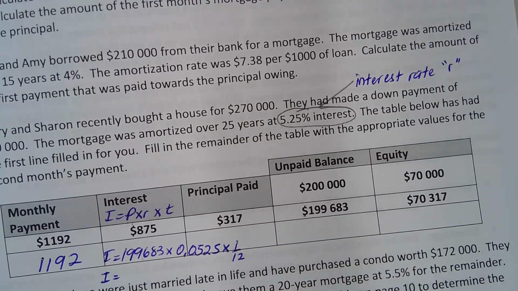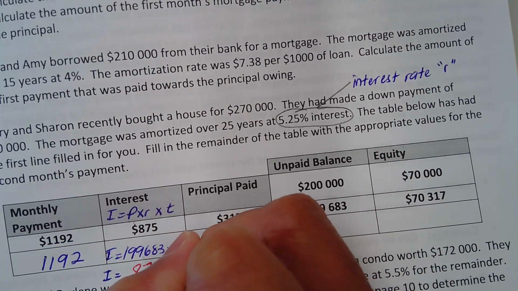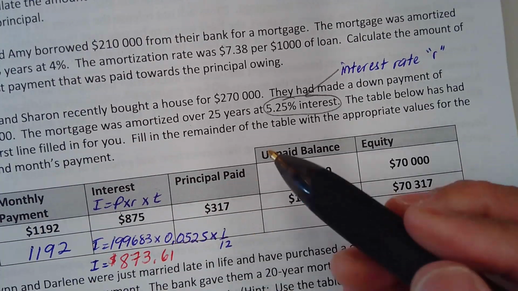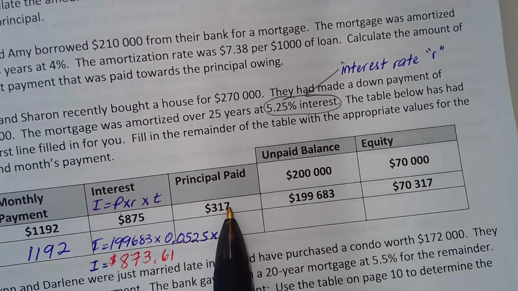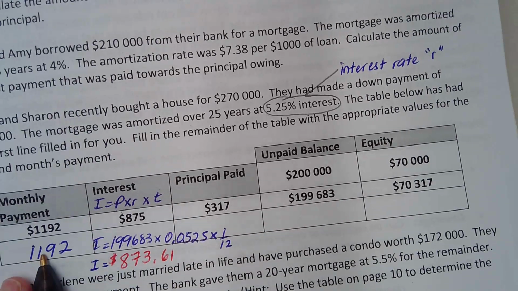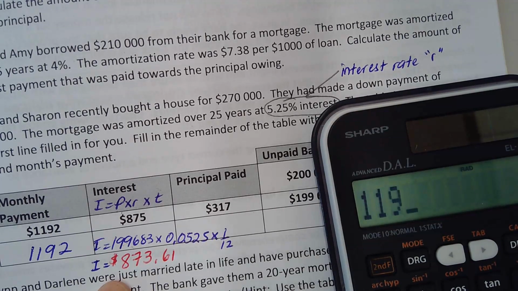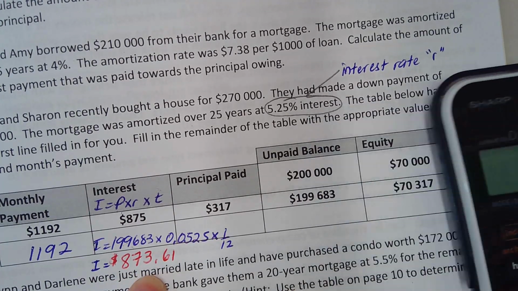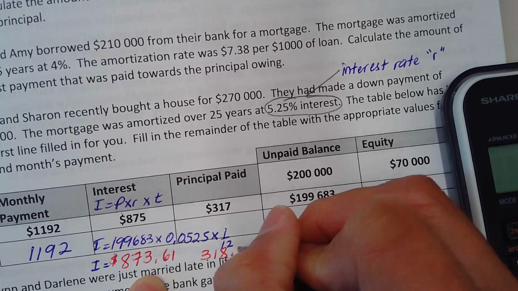Okay. So the interest is $873.61. Okay. Now what about the unpaid, the principal rather? The principal would be monthly payment minus the interest. So 1,192 minus 873.61. That's going to be $318.39.